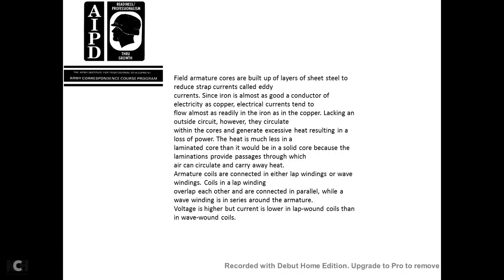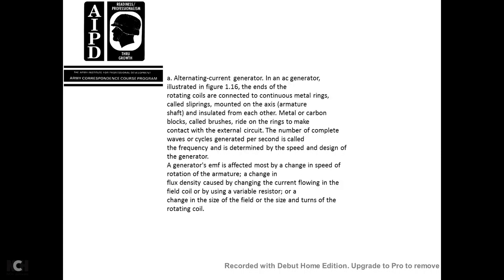Coils in lap windings overlap each other and are connected in parallel, while wave winding is in series around the armature. Voltage is high but current is lower in wave wound coils than in lap wound coils.